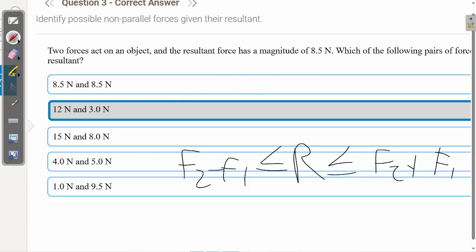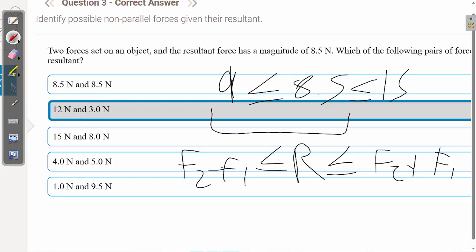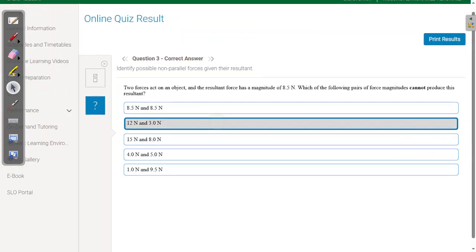Now with 12 and 3, let's try 12 minus 3, it's 9, and then 15. Now, is this true? Is 8.5 greater than 9? No, so it cannot produce this resultant. And if you check the other ones, you find that they can produce a resultant.